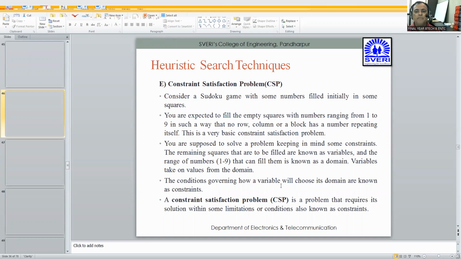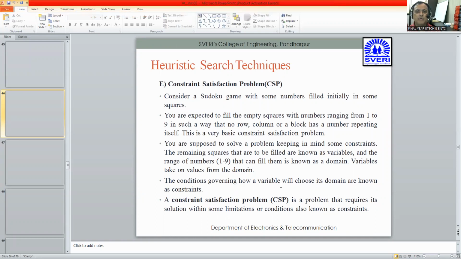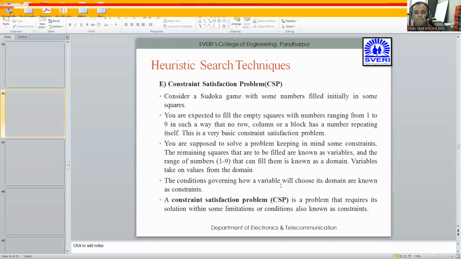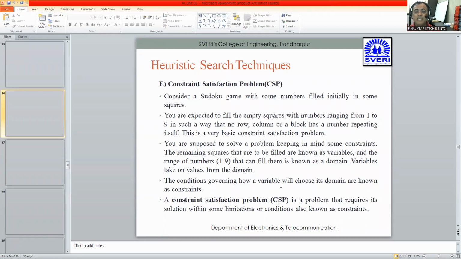Consider a Sudoku game with some numbers filled in initially in some squares. The best example is the Sudoku example. There will be some empty squares as well as filled squares. You're expected to fill the empty squares with numbers ranging from 1 to 9, and the constraint is that you cannot repeat those numbers. So this is a very basic constraint satisfaction problem.